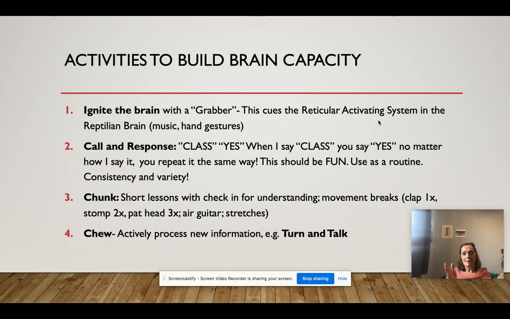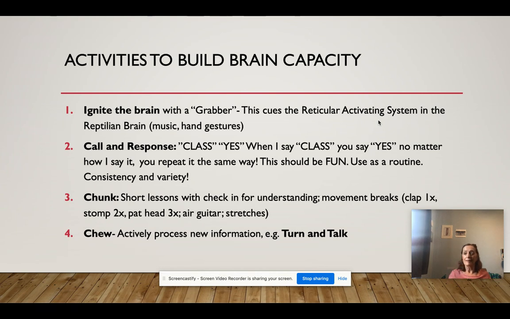Call and response. So this is a fun one. This is where you can be very creative. We talked about this before a little bit. And when we talked about it, we said, yeah, do it as a routine, but it's okay. That's the consistent part. It's okay to add variety. So when I say class, you say yes. No matter how I say it, you repeat it the same way.